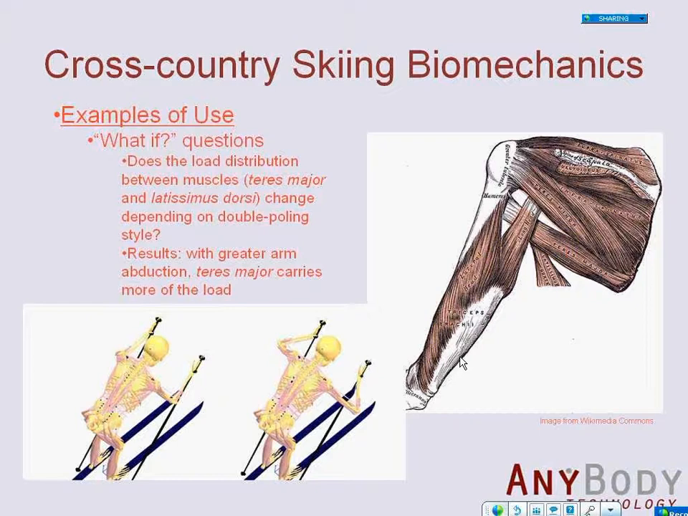Preliminary simulations also show a clear difference in triceps behavior. The lateral and medial parts of the triceps require much less activation for this modern style, wide elbow. So it's a very interesting application, and I think an interesting example of use for this technique, cross-country skiing biomechanics using simulation.